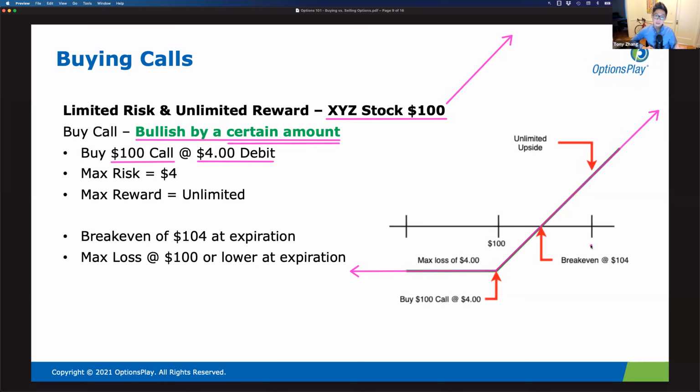So just to say that I'm bullish on a stock and go out there and buy a call option is not a great idea, because if the stock moves higher, yes, you can potentially make money. But in this particular case, if the stock moves a little bit higher, guess what? You can actually still lose money on this trade because your break-even price is $104. It has to actually go above $104 before you turn a profit on this particular trade.